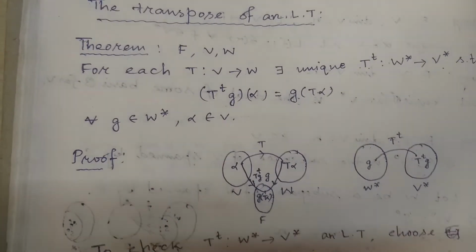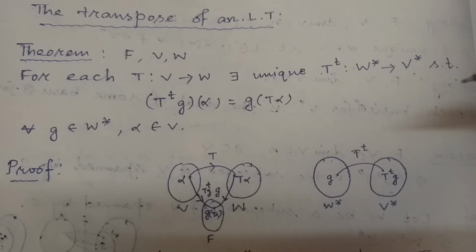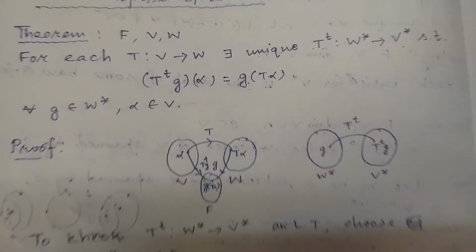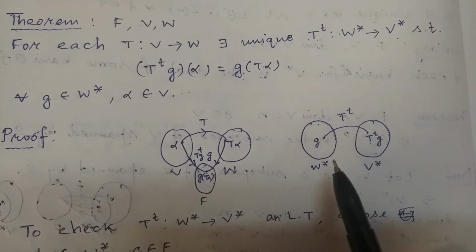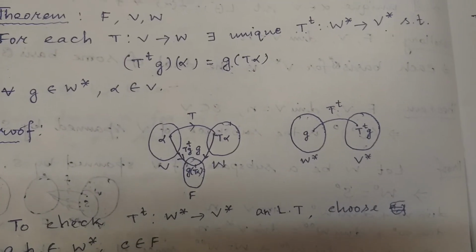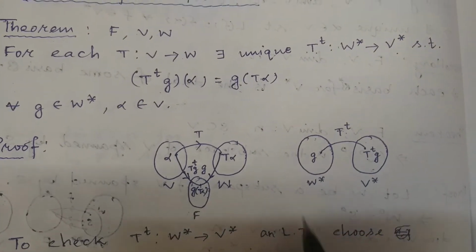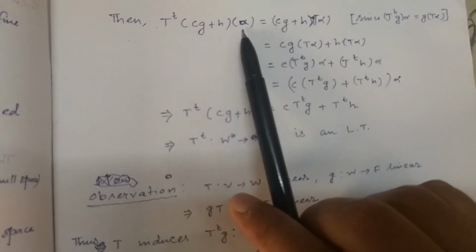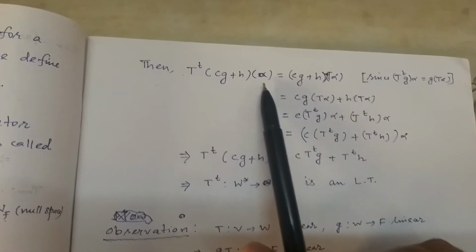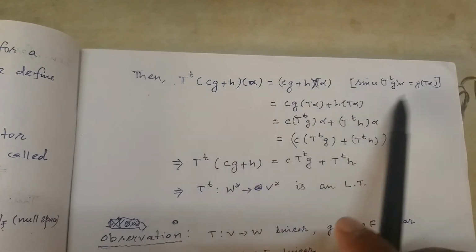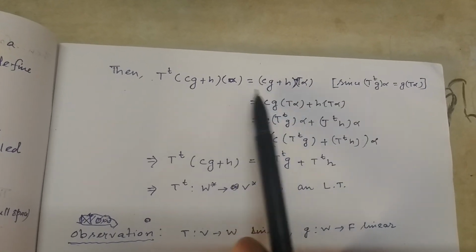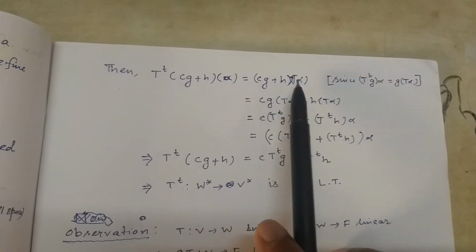Be careful. First of all we have to check that T transpose is a linear transformation. To prove T transpose is a linear transformation, we take two arbitrary elements g and h from here, and c a scalar. Now T transpose of (cg plus h) of alpha, according to the definition of T transpose, T transpose g of alpha equals g of T alpha. So we write (cg plus h) of T alpha.